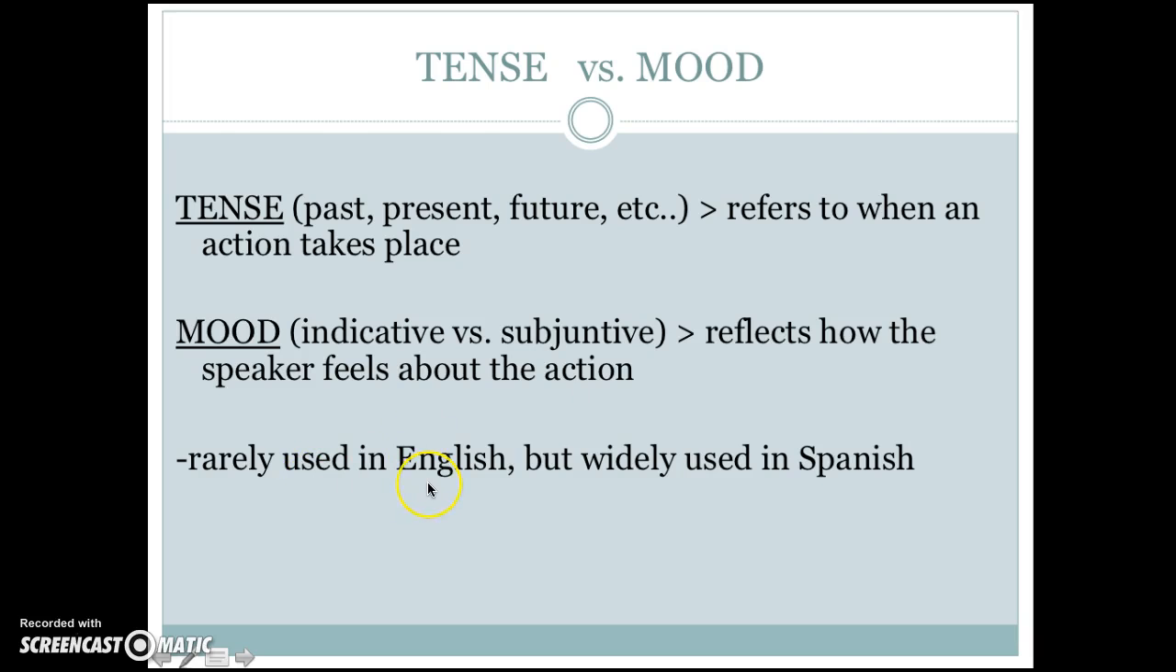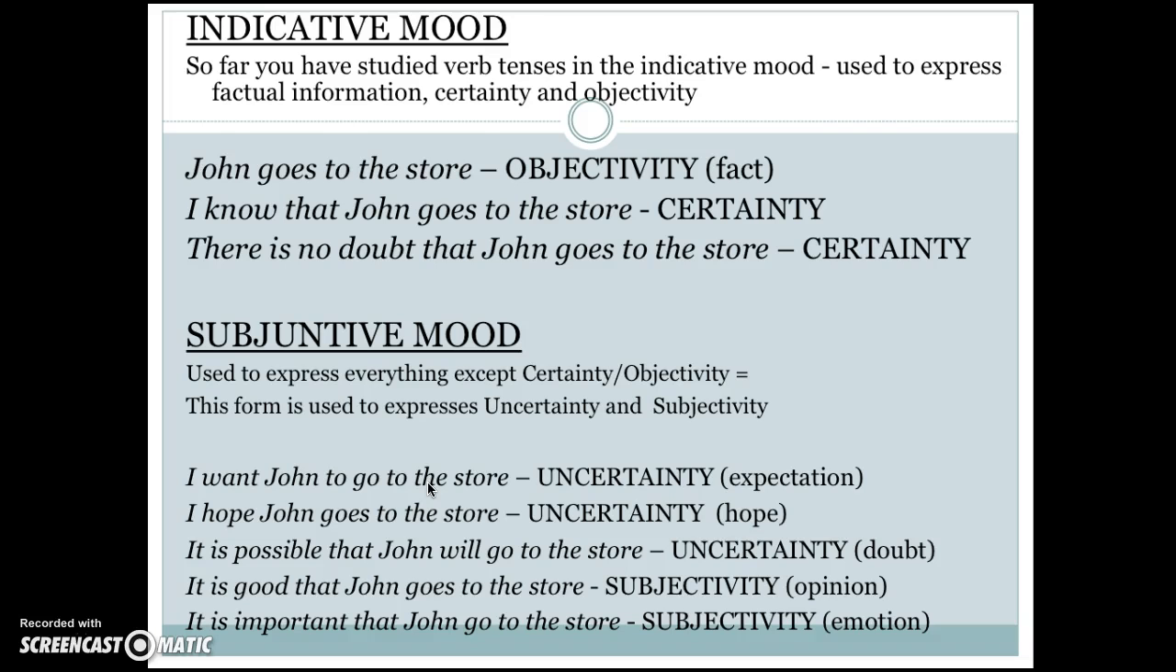We do have the subjunctive in English, but it's not as widely used as in Spanish, and it's not so wrapped up in verb conjugation. So what is the difference? Well, the indicative mood, everything you've done so far, is a mood that is used to express factual information, certainty, and objectivity, or fact. So here we have John goes to the store. Well, that's a fact.